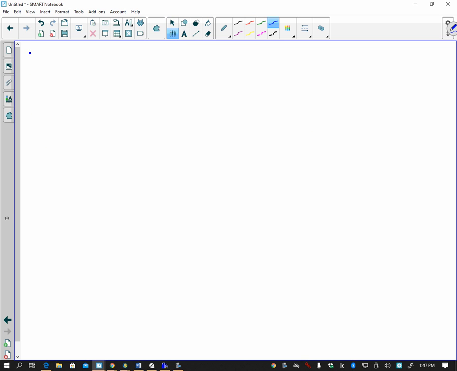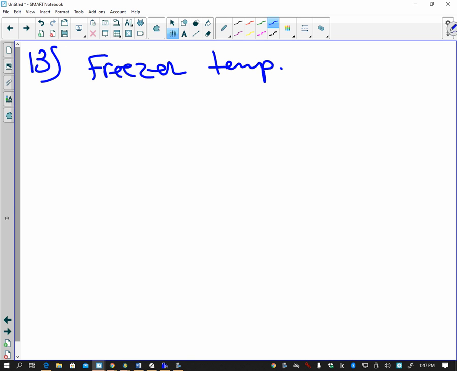All right, 13. Okay, here you're going to get a word problem. It's going to talk about a freezer and temperature. It's a freezer temperature, and it's going to say its temperature is decreasing. Temp decreases, say, 4 degrees Fahrenheit per hour.